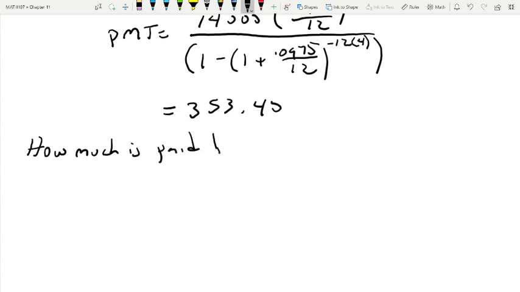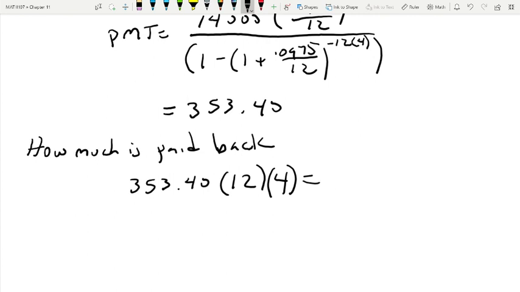And so the amount you end up paying back is you're going to pay $353.40 every month. So 12 months of each year for 4 years. And so you end up paying back $16,963.20 is the amount you pay back, and then the interest paid on the loan.